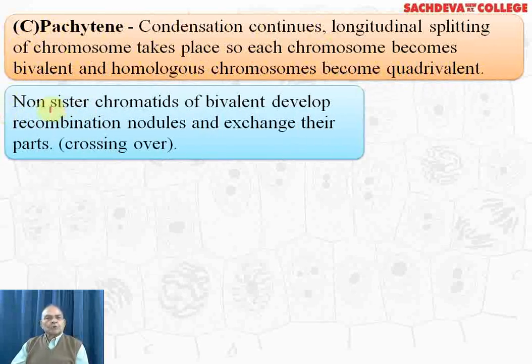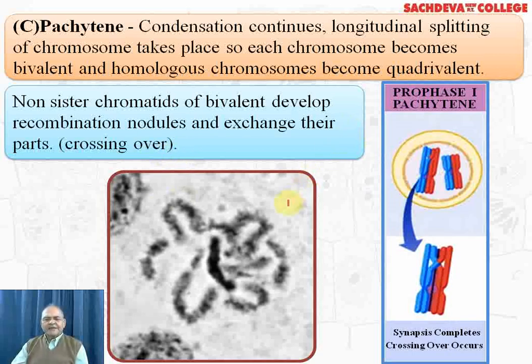Now, in late pachytene, non-sister chromatids of the bivalent develop recombination nodules and exchange their parts. That is, the crossing over takes place. And one thing I may tell you here, that the exchange of genetic material between two non-sister chromatids of the homologous chromosomes never exceeds beyond 50%. Now you can see the exchange is within the limit of 50%.